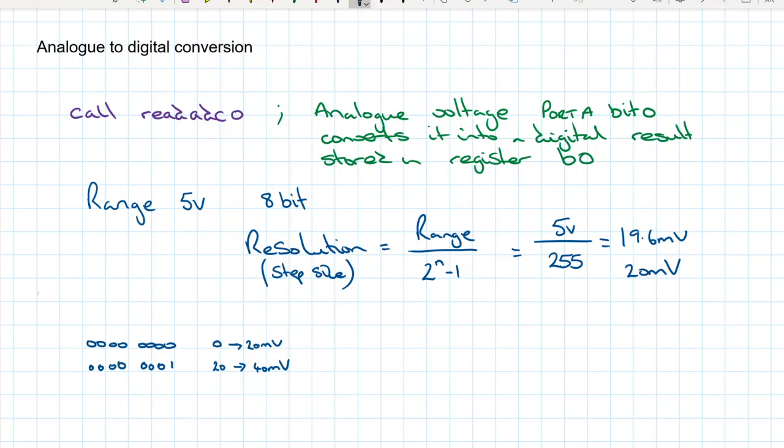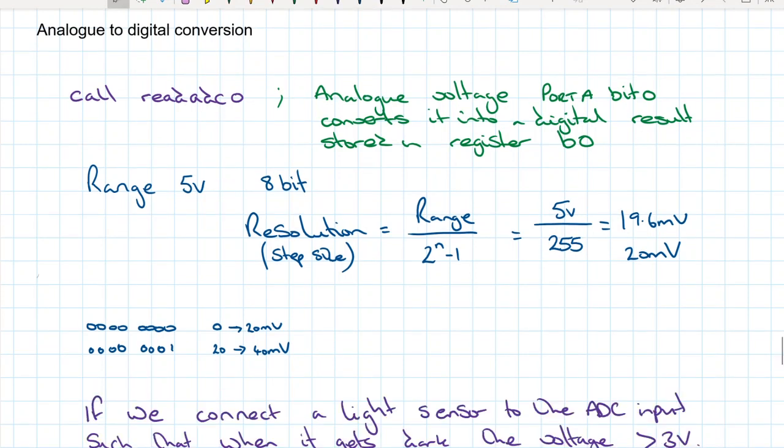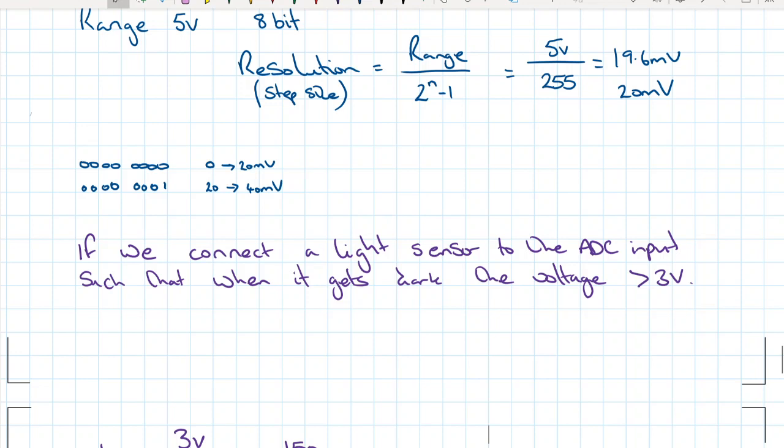So how does that help us? If we take an example, if we connect some sort of analog input to the ADC, so a light sensor, and we've configured our light sensor so that when it gets dark, the value that we get from our light sensor goes greater than 3 volts. Which means we can then work out how many steps we've gone up. So if we take 3 volts, divide that by our resolution, 20 millivolts, that tells us that we've gone up 150 steps. That's a decimal value.